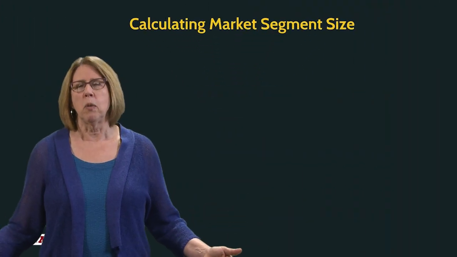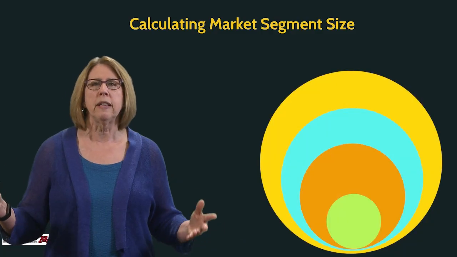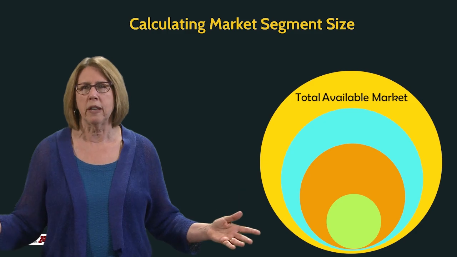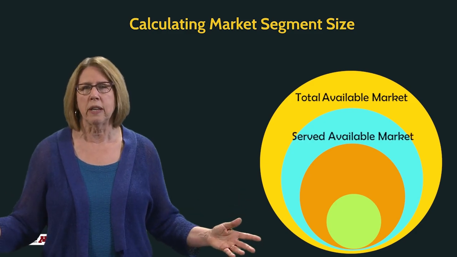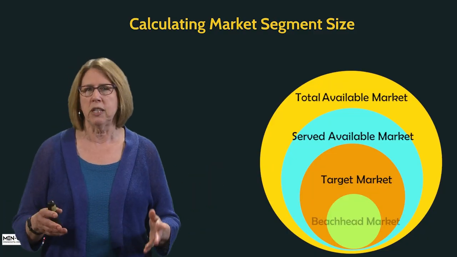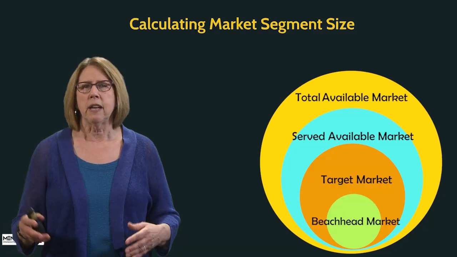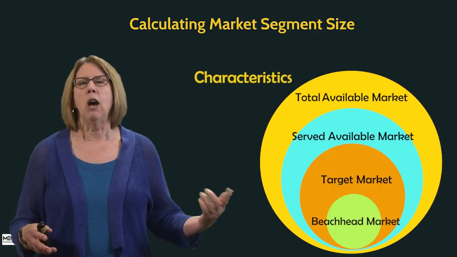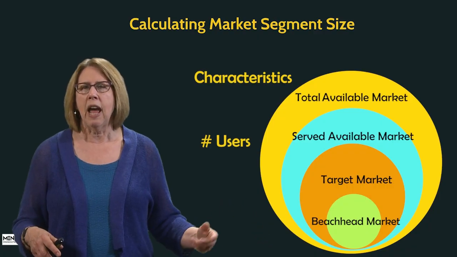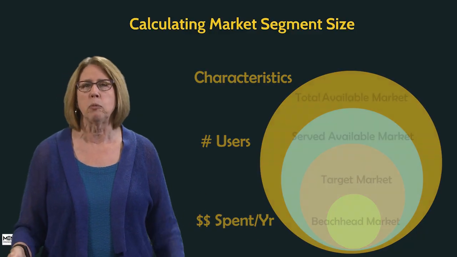One way to think about market size is to go back to the idea of these 4 different market segments. There's the total available market or the total addressable market. There's your served available market, your target market, and then the first market you're going to enter, the beachhead market. You should be able to quantify each of them based on their characteristics, how many users or organizations are in that market, and then how much money are they spending currently or could they be spending on your product or service.